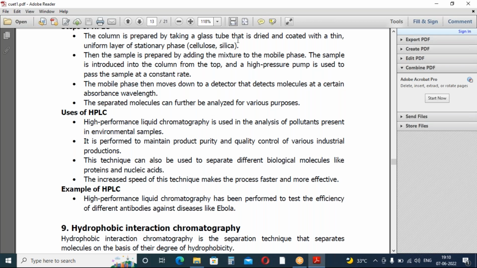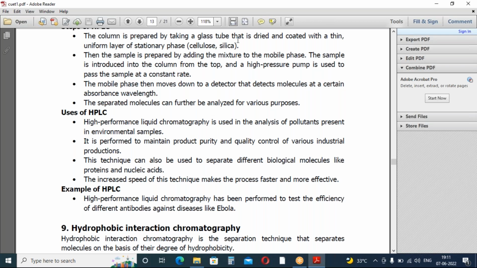Then the sample is prepared by adding the mixture to the mobile phase. The mobile phase is mixed directly with the sample, and then it is introduced into the column from the top using the high pressure pump, and this is allowed to pass into the container.